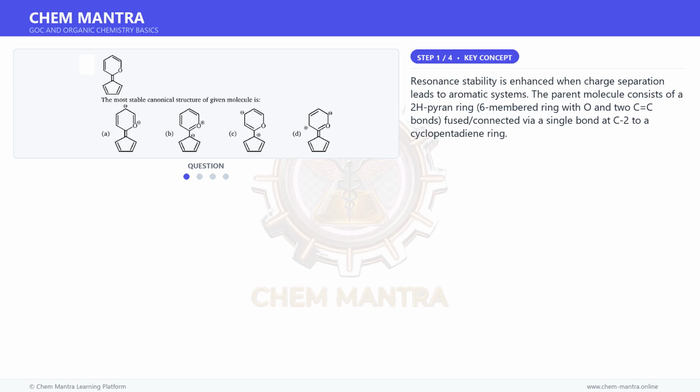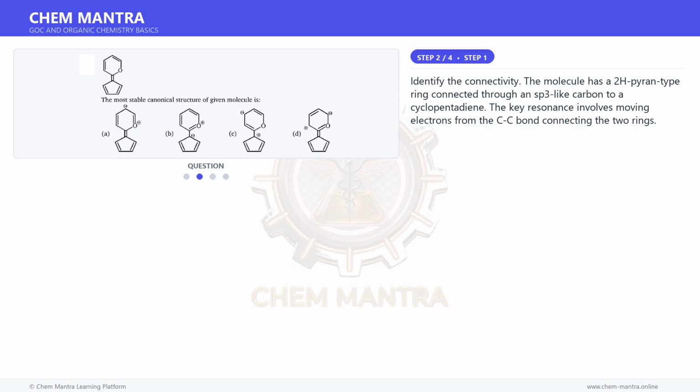Resonance stability is enhanced when charge separation leads to aromatic systems. The parent molecule consists of a 2H pyran ring, a 6-membered ring with O and two C=C bonds, fused and connected via a single bond at C2 to a cyclopentadiene ring.